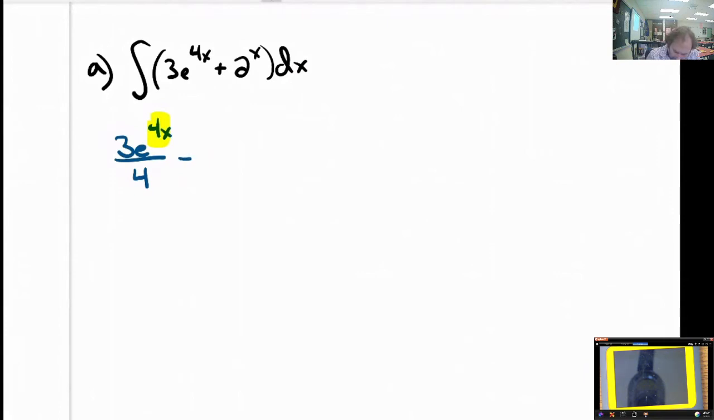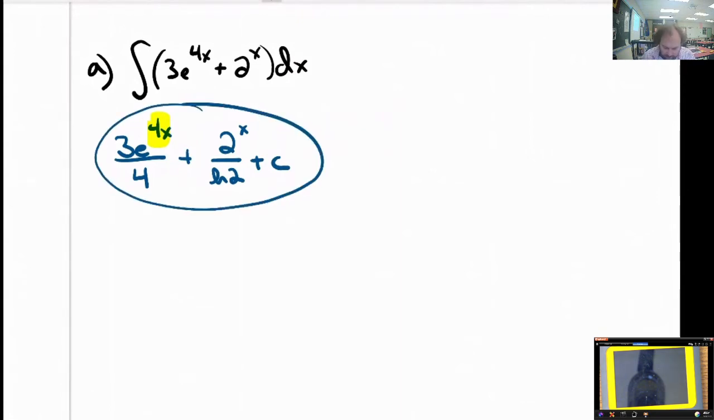Very similar is the next term. The derivative of 2 to the x is the natural log of 2 times 2 to the x. So we need to set a trap for that natural log of 2, which is why we're just going to put over natural log of 2 and then put plus c after this. So there is my antiderivative for that first problem.